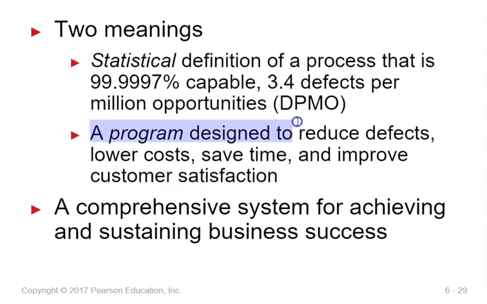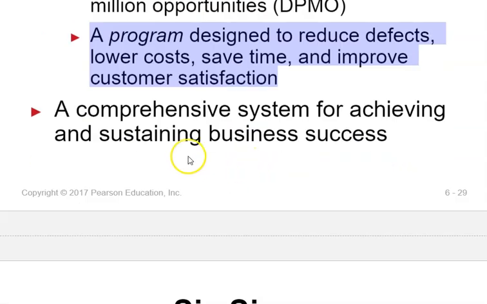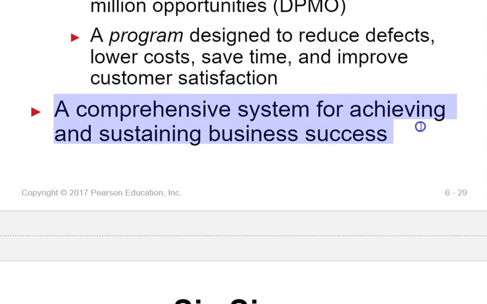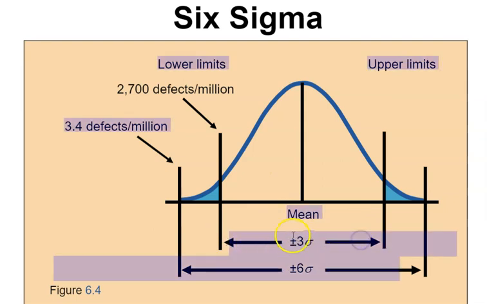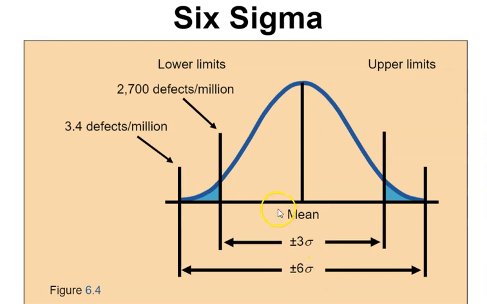A program designed to reduce defects, lower costs, save time, improve customer satisfaction, and a comprehensive system for achieving and sustaining business success. So this is what Six Sigma is about. I told you 99.7% approximately for 3 times standard deviation, right? But this time, again, sigma is standard deviation. So we have 6 times standard deviation.